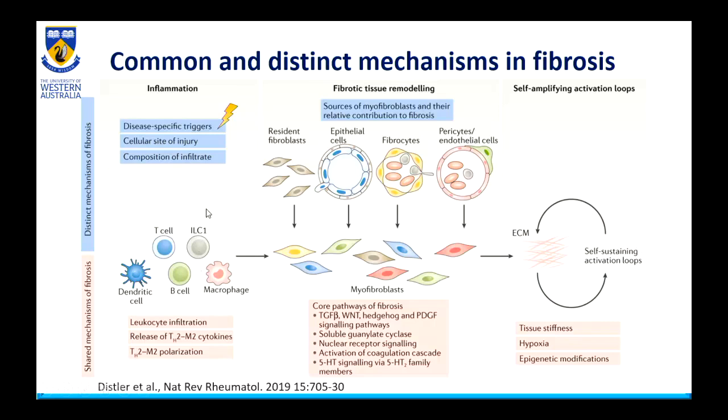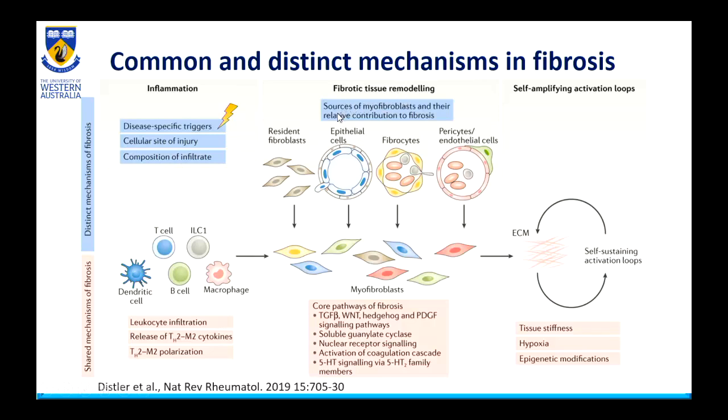loop. And then we have disease-specific mediators or mechanisms of fibrosis. And this will depend on what the actual trigger is. So the disease-specific triggers will be different depending on the tissue. The site of injury will change, the cells will be different, the composition of the infiltrate will be slightly different. Similar in general processes as underlined here, but slightly different depending on the organ.